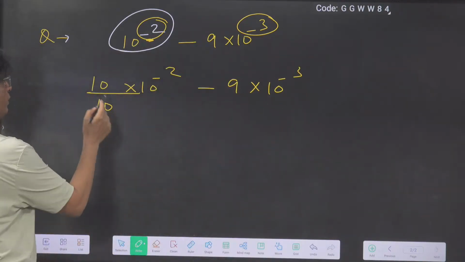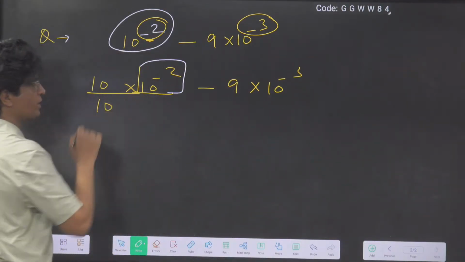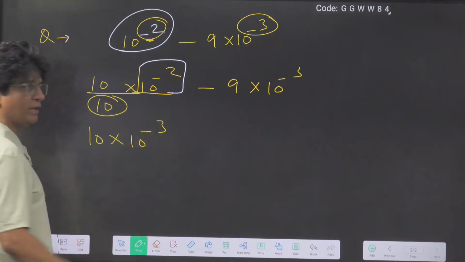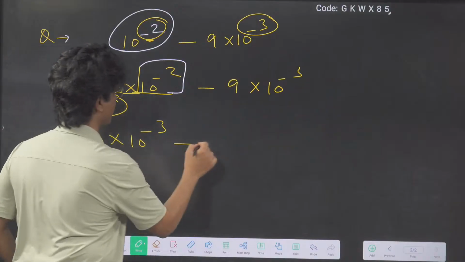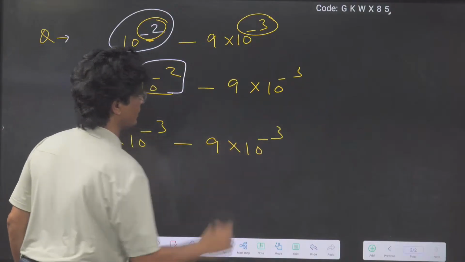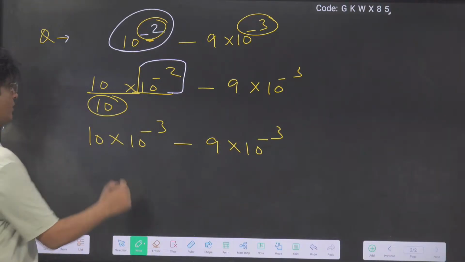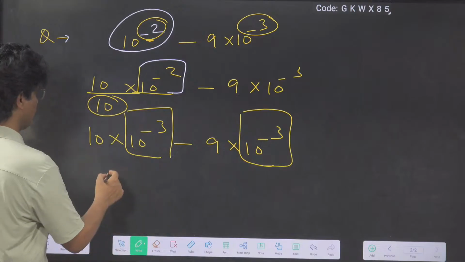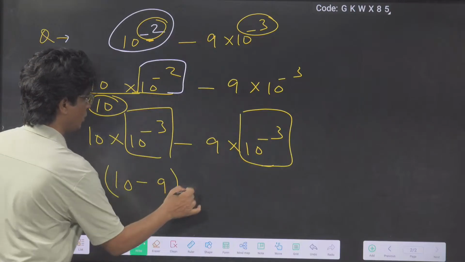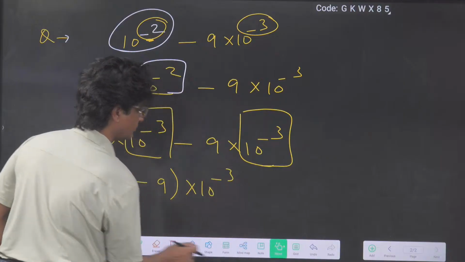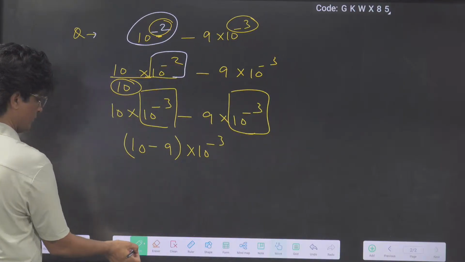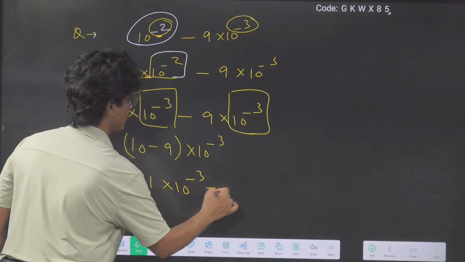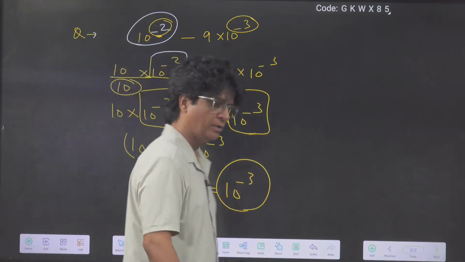Now, if I divide 10 to the power of minus 2 by 10, it will be 10 into 10 to the power of minus 3. Yes or no? And minus 9 into 10 to the power of minus 3. Is that clear? Now 10 to the power of minus 3 is common, and something common I can take out, right? So this will be 10 minus 9 into 10 to the power of minus 3. This will be 10 minus 9, which is 1 into 10 to the power of minus 3, which is nothing but 10 to the power of minus 3 itself.